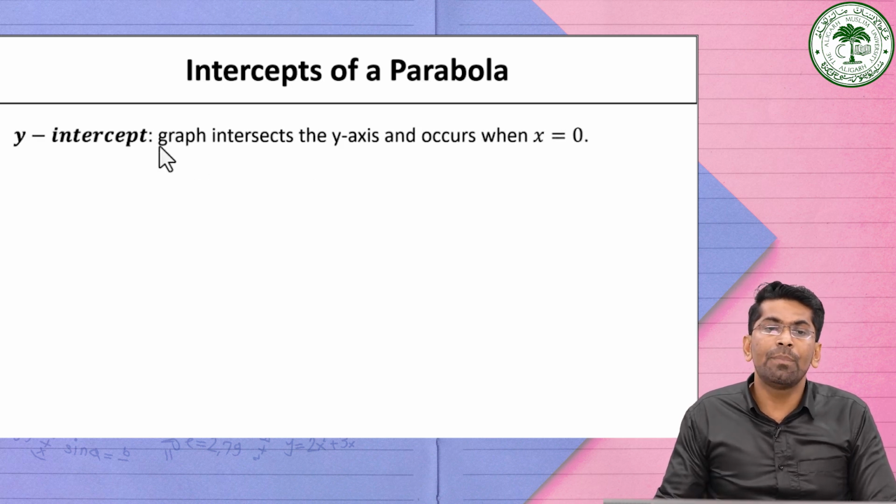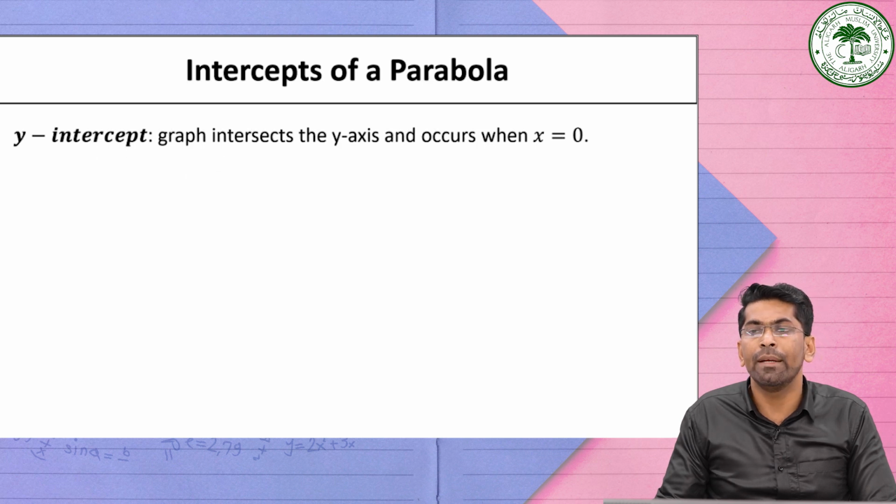And the y-intercept is nothing but the point where the graph intersects the y-axis, and it generally occurs when x is equal to 0. So when you put x equal to 0 in the quadratic equation and solve for y, whatever result comes out is generally known as the y-intercept term.